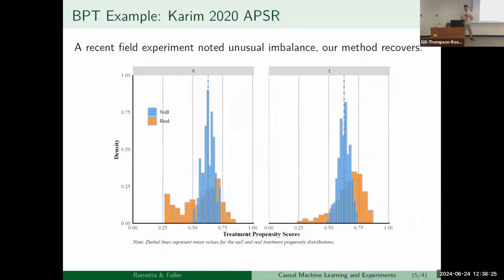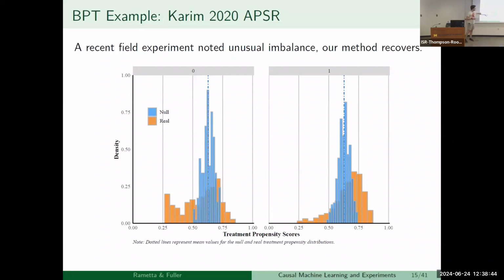And then here's an example from a real paper. Don't need to talk about the details of the experiment too much. But in this case, this is a recent field experiment that was published in the APSR. They noted a little bit of weird, unusual imbalance just based on the balance table alone. Our method is able to recover this straightforwardly.